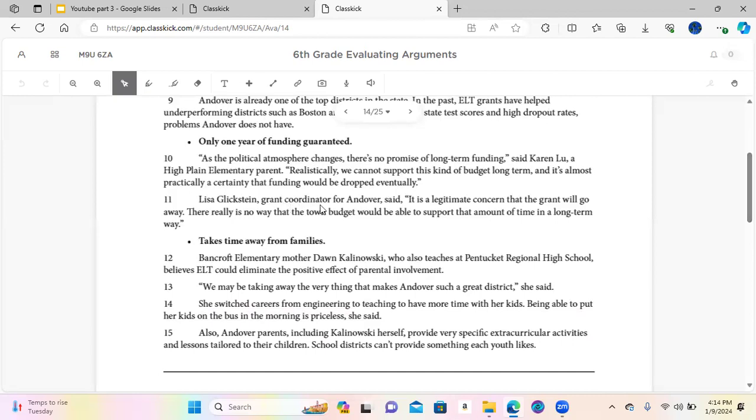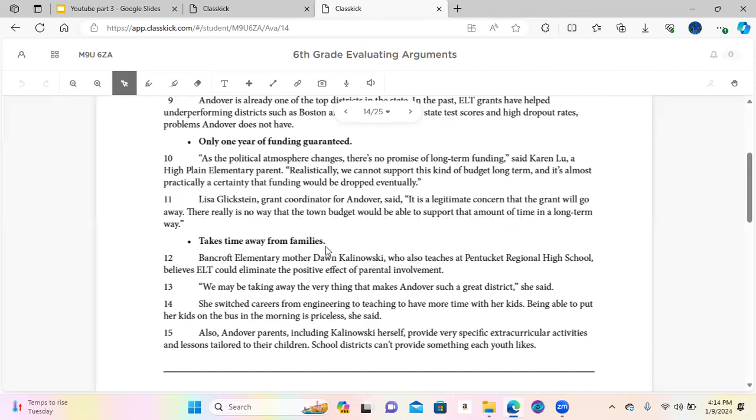Lisa Glickstein, grant coordinator for Andover, said, it is legitimate concern that the grant will go away. There really is no way that the town budget would be able to support that amount of time in a long-term way.